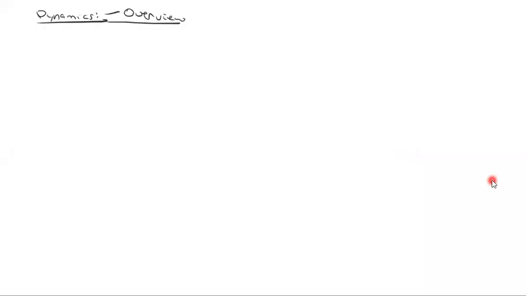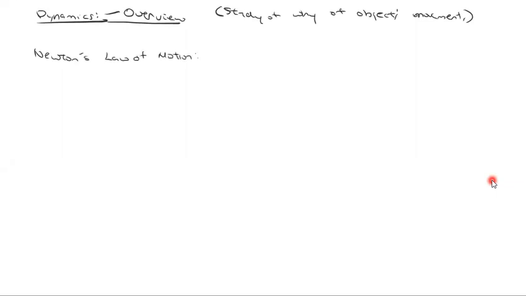So what we're now looking at here is an overview of the dynamics section. Dynamics is basically the study of what causes objects to move in certain ways. Kinematics just describes them, dynamics looks at the causes. So the key things that we need here are Newton's laws of motion. Newton has 3 laws of motion.